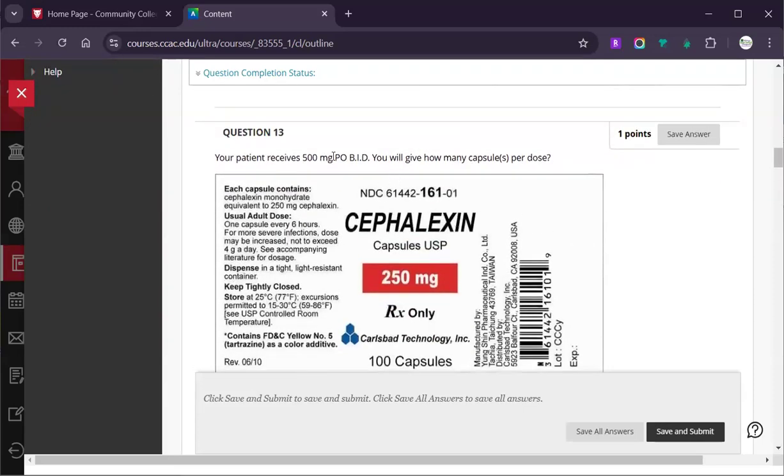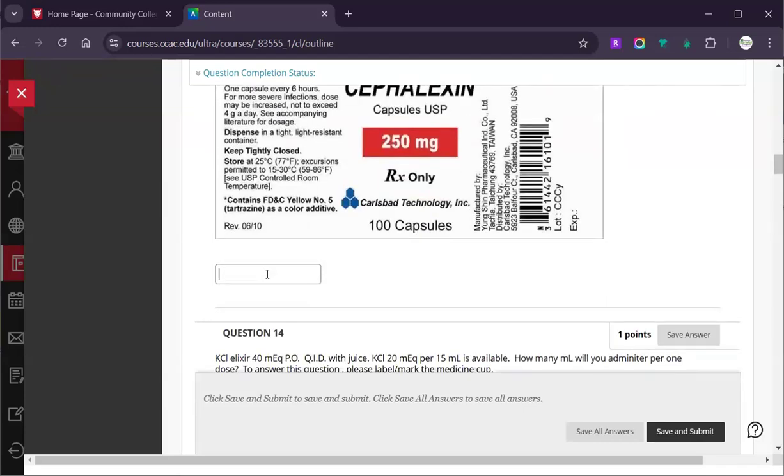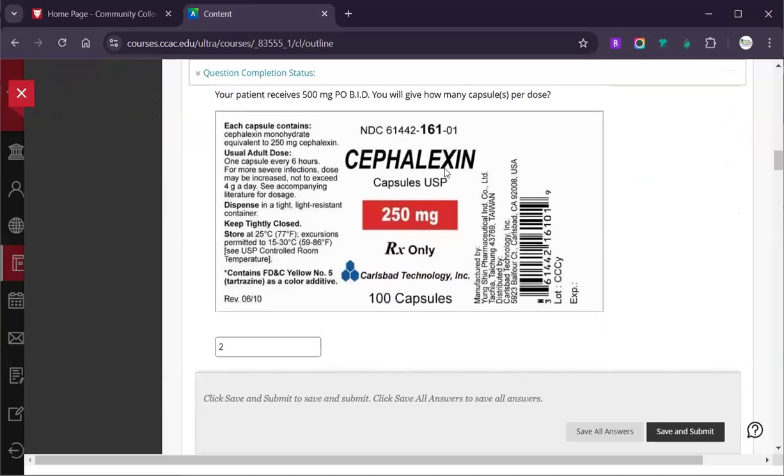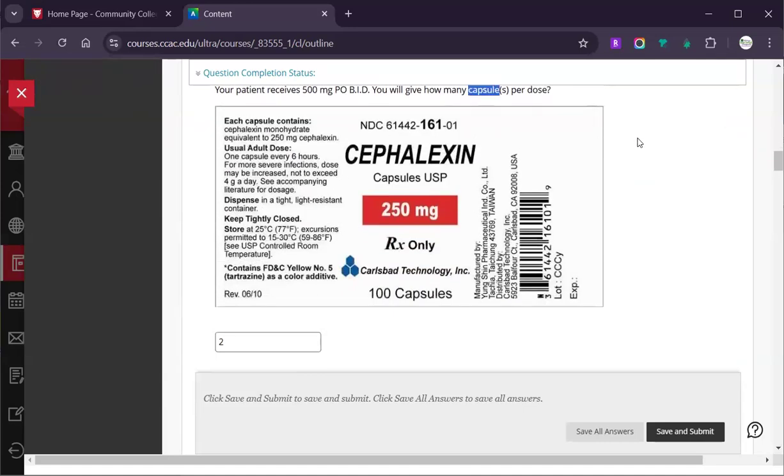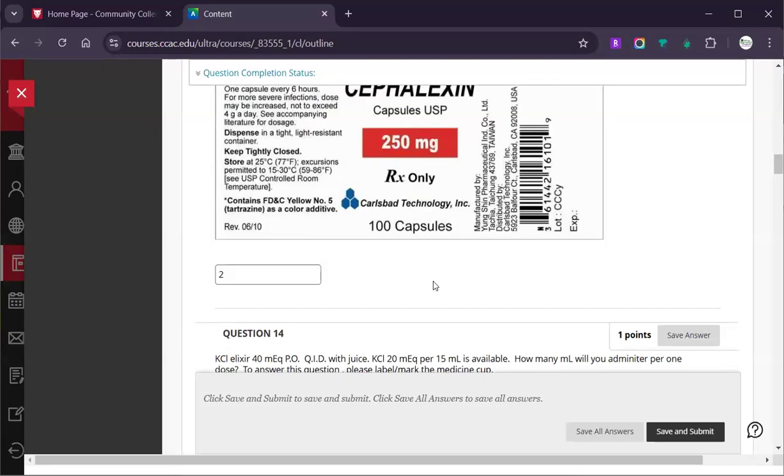All right, so if 500 is the order, and it does say by mouth twice a day, but I only care about per dose, so I just care about the 500. So with 250 milligram capsules, I'm going to give them 2 capsules per dose. So again, just write 2. It tells you how many capsules, so you don't need to put capsules in there. The other thing, and one of the reasons why I think they do this too, is because some students will write capsules.